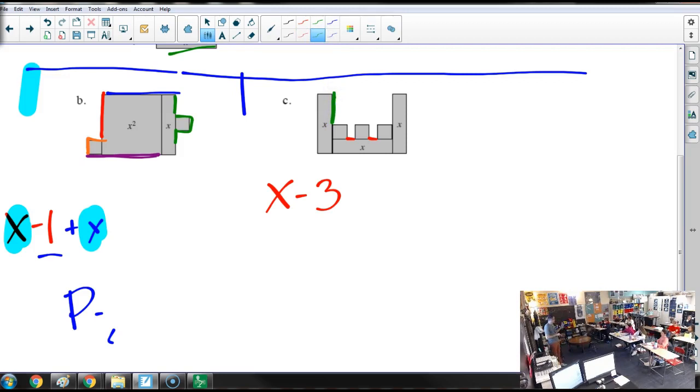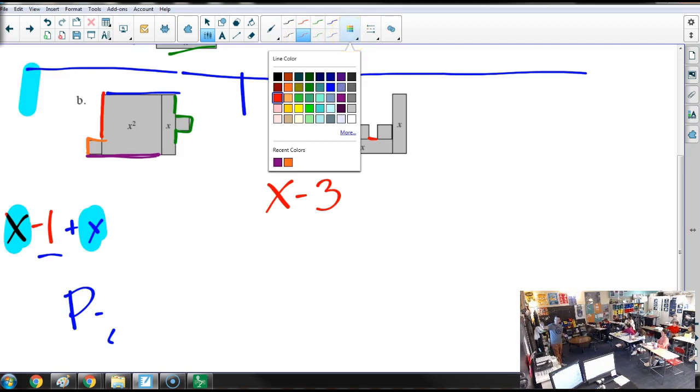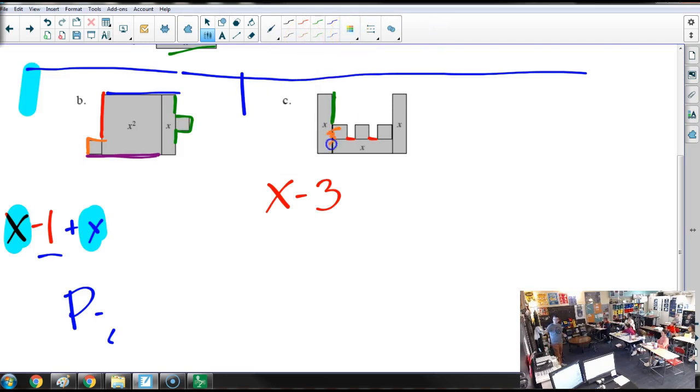Give me your eyes, because I need to make sure we all understand this. This length right here, I need a different color, is 2, because each of those edges is a 1. So the green length up here is x minus 2. And so is this one, an x minus 2. Does that make sense why those are x minus 2? Yeah.